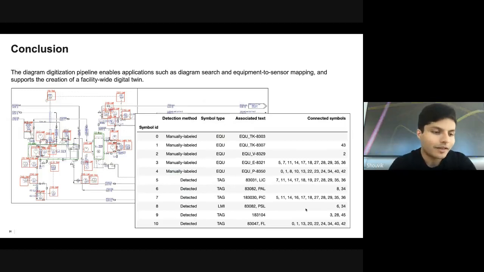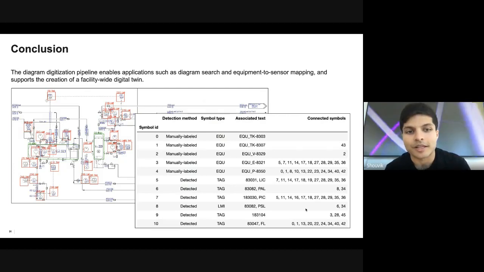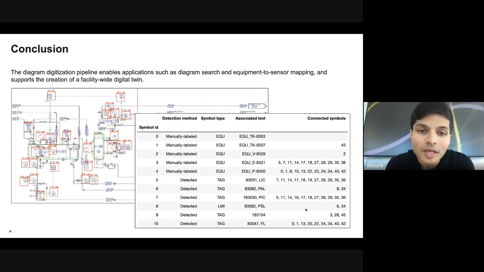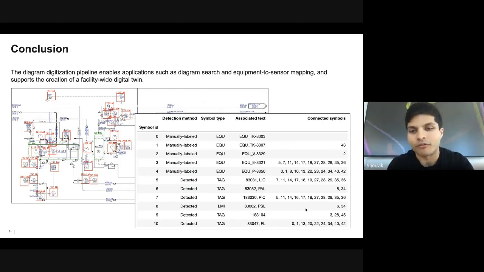So overall, at C3, we build AI applications. We build applications that work on a lot of disparate data sources, from time series data to maintenance data to engineering diagrams. And oftentimes it turns out that these diagrams are key data structures to getting these applications to work the way you want them to. So with this diagram digitization pipeline, we'll be able to power applications such as C3i reliability. And we're also able to create new generations of applications, everything from diagram search to equipment sensor mapping, and eventually the creation of a facility-wide digital twin, so that you know where all of your sensors and equipment are located, which time series data they're connected to, and you have an overall view of your facility.